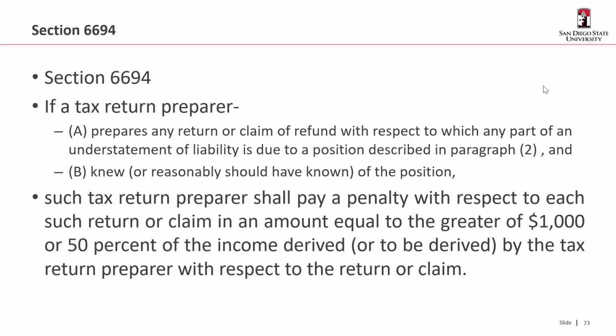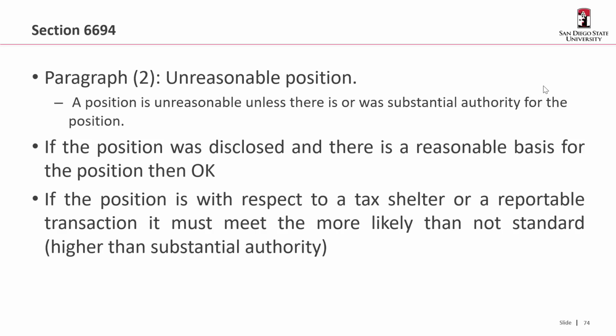So now we need to know, what is that position described in paragraph 2? Paragraph 2 says an unreasonable position is a position unless there is or was substantial authority for that position. If the position was disclosed and there is a reasonable basis for the position, then it's okay. So the good news is the AICPA have largely triggered the same standards, except that the IRS uses this thing called substantial authority. If the position is with respect to a tax shelter, then it must meet a more likely than not standard, which is higher than substantial authority.